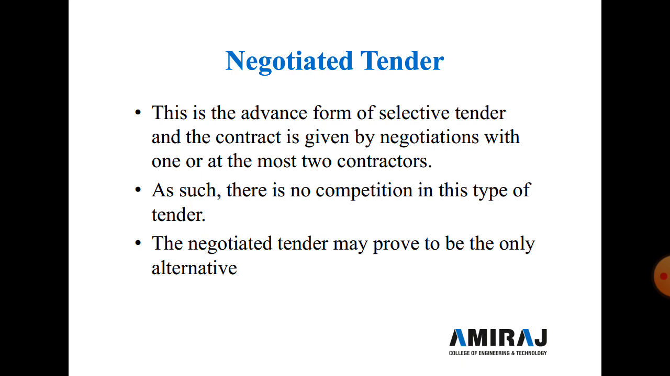Then after, another tender is the negotiated tender. So this is an advanced form of selective tender, and the contract is given by negotiation with one or at most two contractors. As such, there is no competition in this type of tender, and hence it may prove to be costly, but when the work is to be completed in a target time without sacrificing quality, the negotiated tender may prove to be the only alternative.